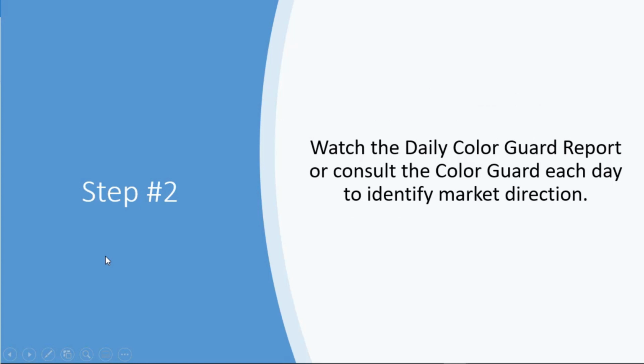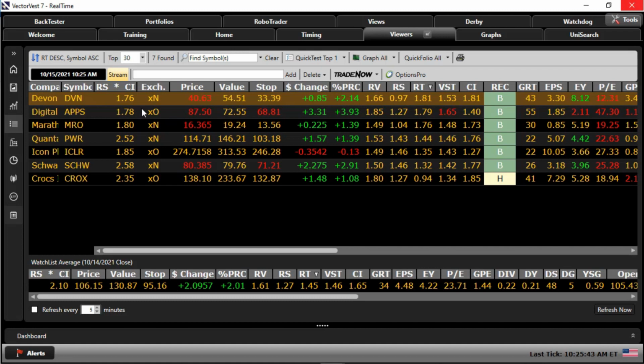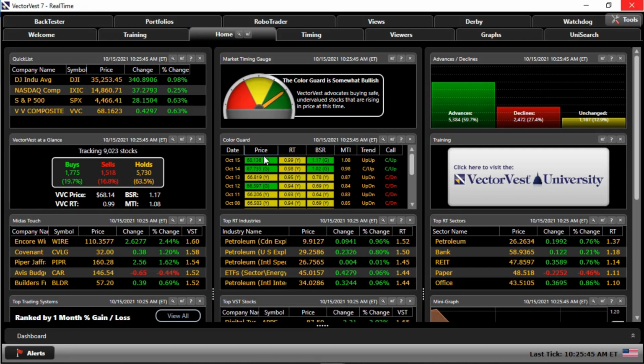Watch the daily Color Guard report or consult the Color Guard each day to identify market direction. Market direction is the single most important consideration that you want to make before placing any trade. So going back to the program, I'm going to go to the home page. And as of last night, we're going to get to today in a moment.